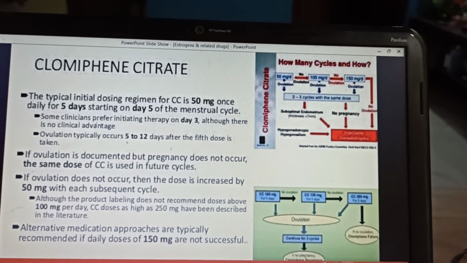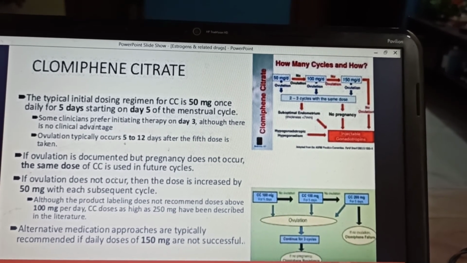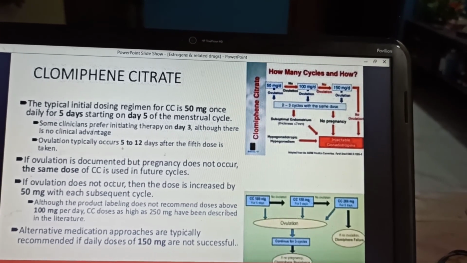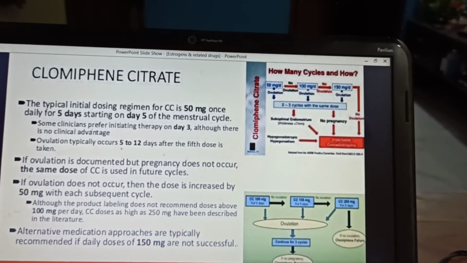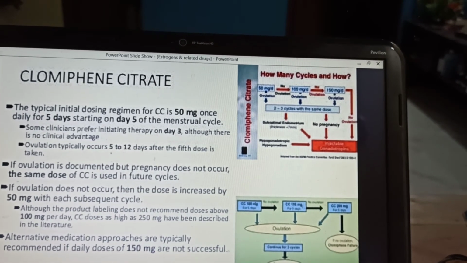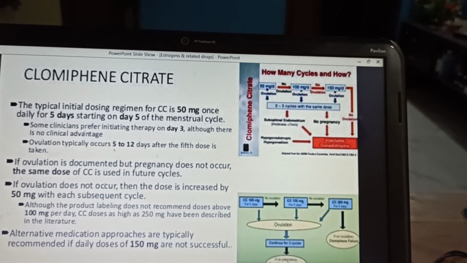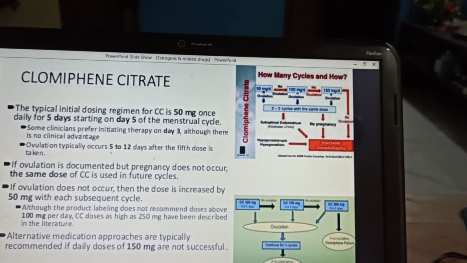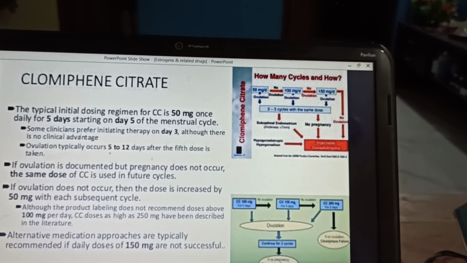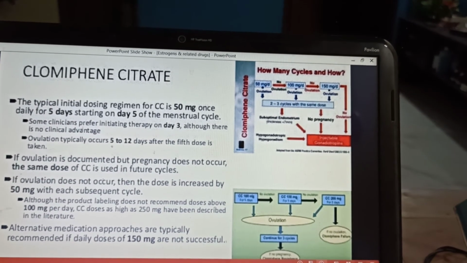Maximum dose is 100 milligrams per day, though up to 200 milligrams, and even 250 milligrams, have been described in the literature. If daily doses of 150 milligrams are not successful, then alternative treatment should be given. So generally the maximum is 6 cycles of clomiphene citrate. If in 6 cycles there is no ovulation and no pregnancy, you have to give an alternative drug for the treatment of infertility.